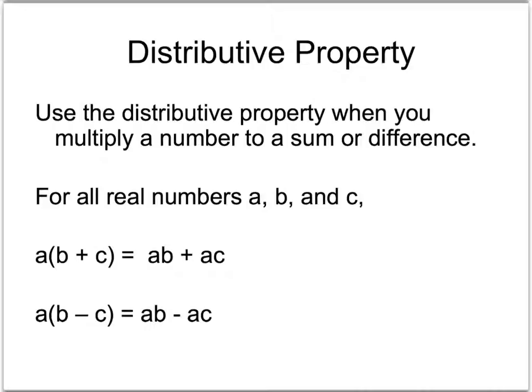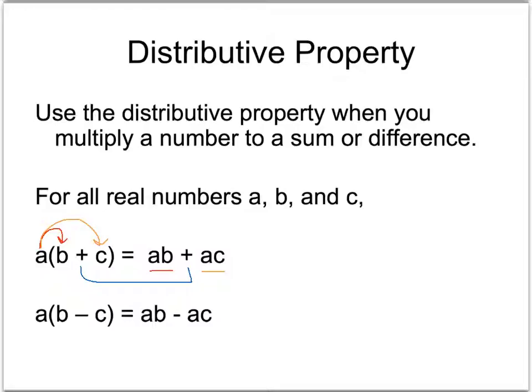So let's take a look at what the property says. For all real numbers A, B, and C, so A, B, and C are going to take on any real number that you would come across. If the A is in front of the sum B plus C, then the A gets distributed to what's in parentheses. And so we would take A times B to give us AB, and we would then take A and multiply it by C to give us A times C, and the addition sign gets carried over.